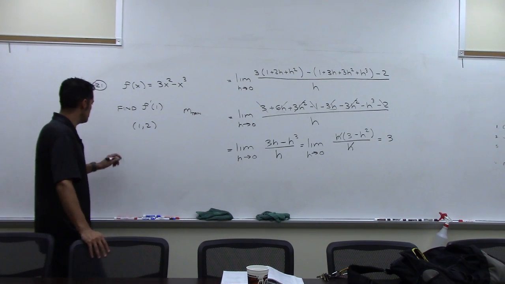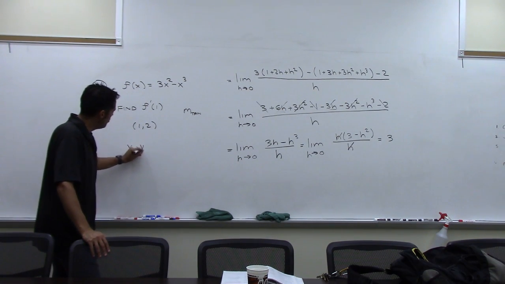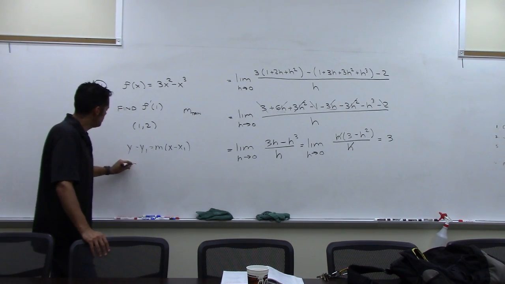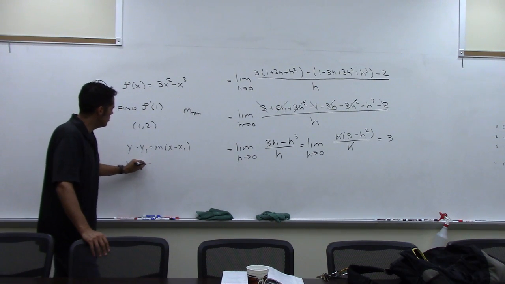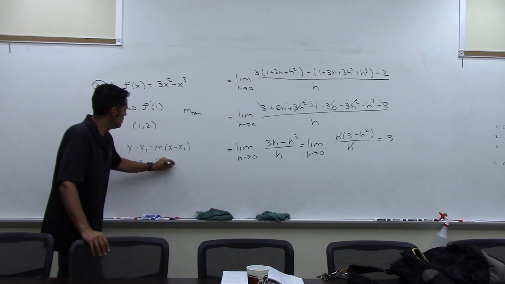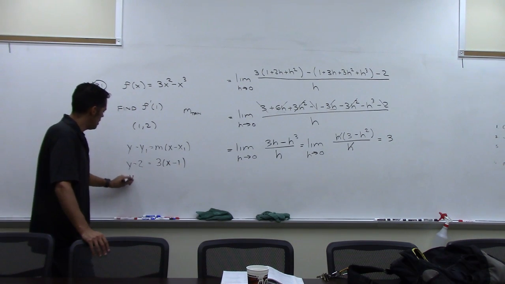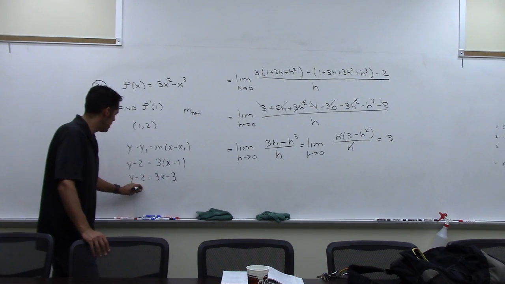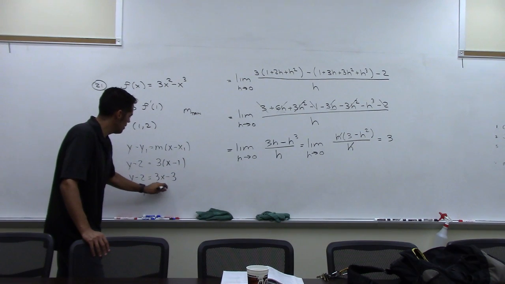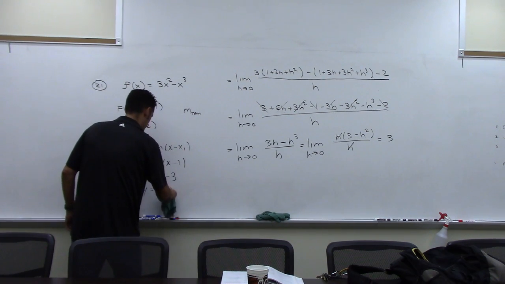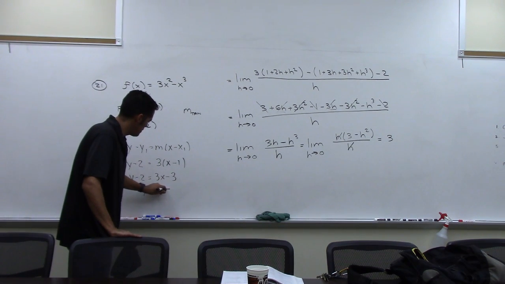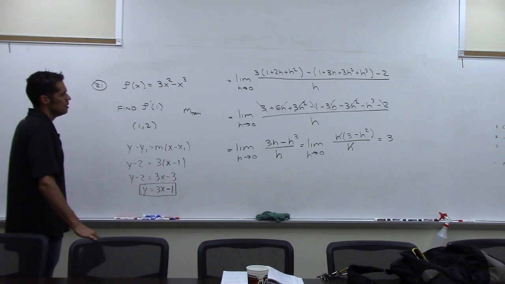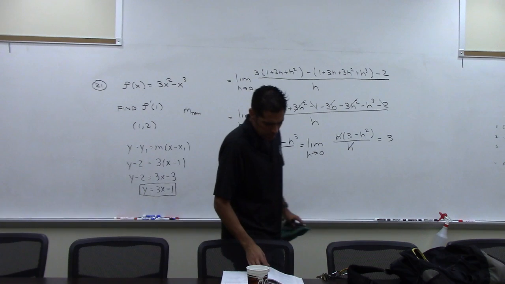So the slope of the tangent line to this curve at the point 1, 2 is 3. So now to come up with the equation of the tangent line, I use y minus y1 equals m times x minus x1. So y minus 2 equals m, which is 3, times x minus 1. And then y minus 2 equals 3x minus 3. And add 2 to both sides, y equals 3x plus minus 1. There we go. All right, that's it for number 21.